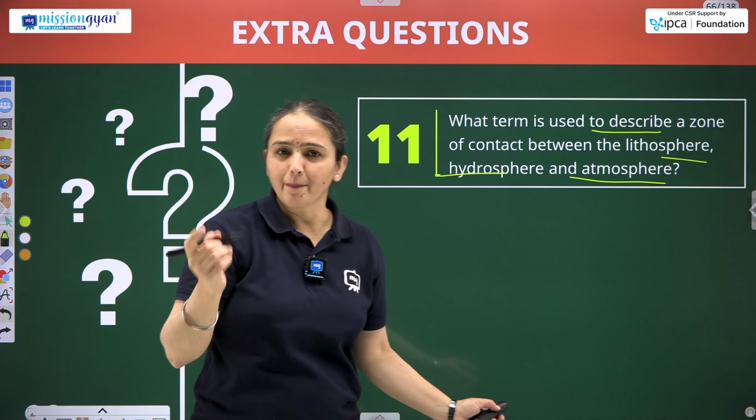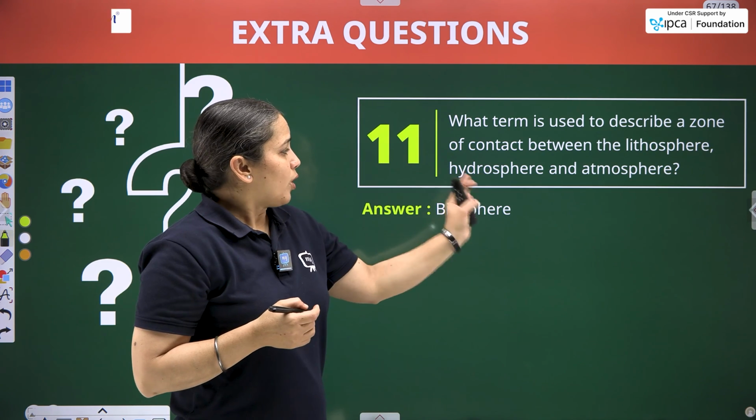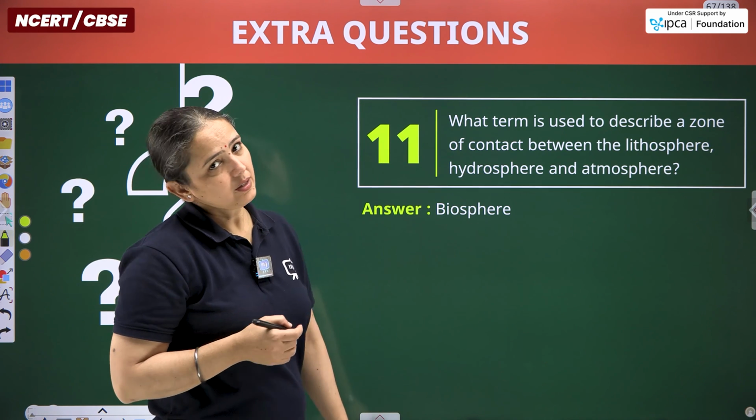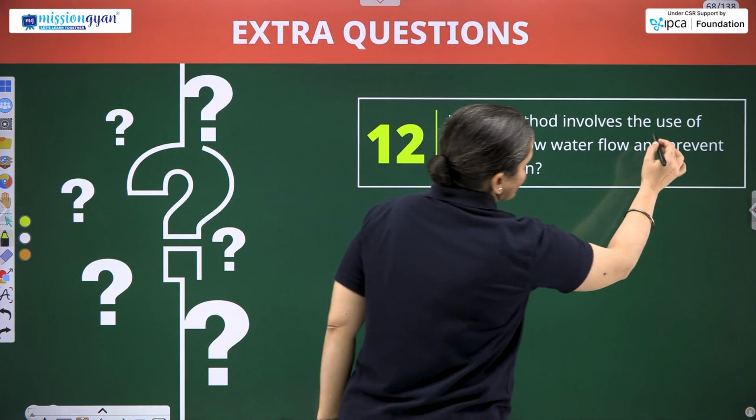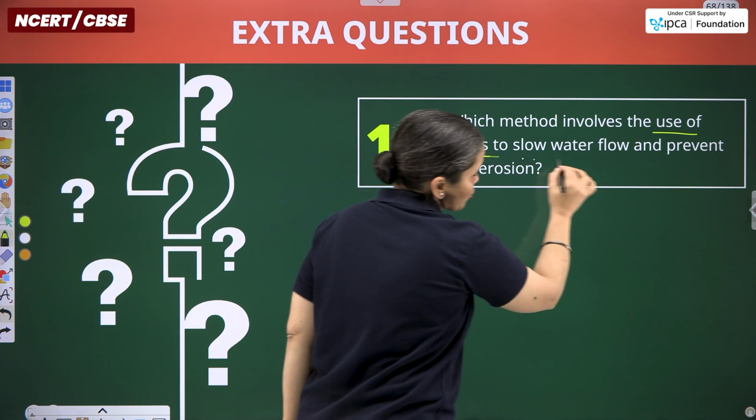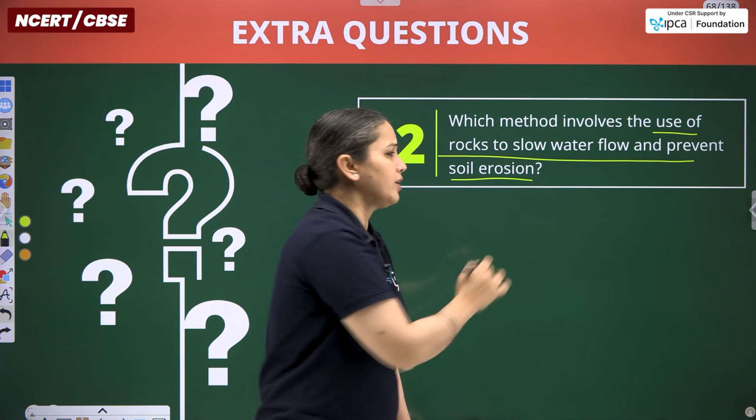So it is biosphere. What term is used? So this is the answer for the question, biosphere. Which method involves the use of rocks to slow water flow and prevent soil erosion?